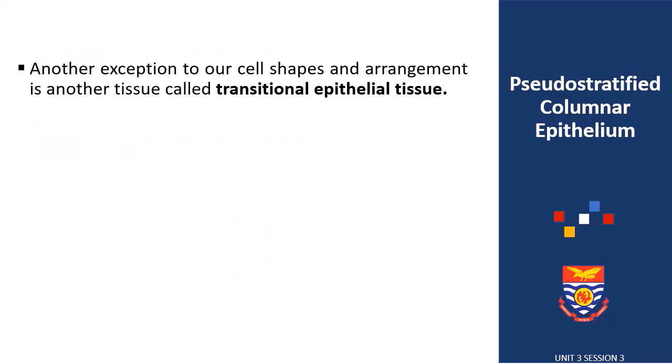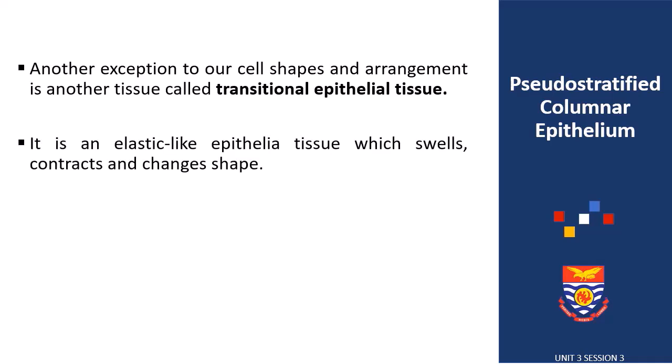Another exception to cell shape and arrangement is a tissue referred to as transitional epithelial tissue, and this implies that the cells that make up the tissue are able to transition from one shape to another where necessary. The cells are elastic and are able to swell or contract and change shape when necessary. The tissue found in the bladder is an example of transitional epithelial tissue.